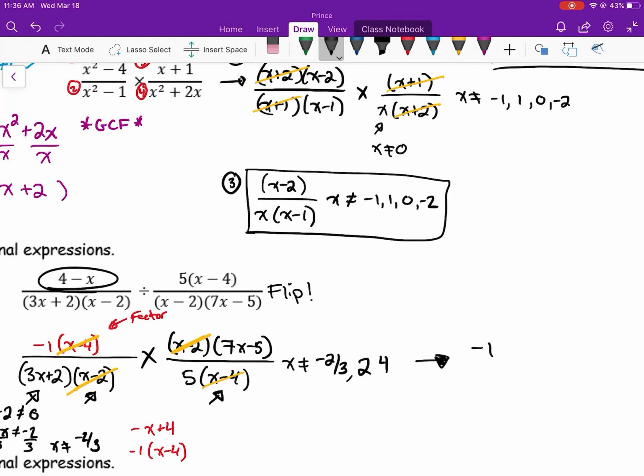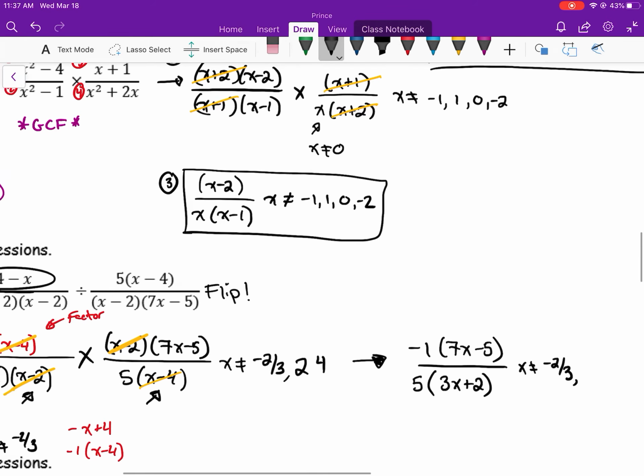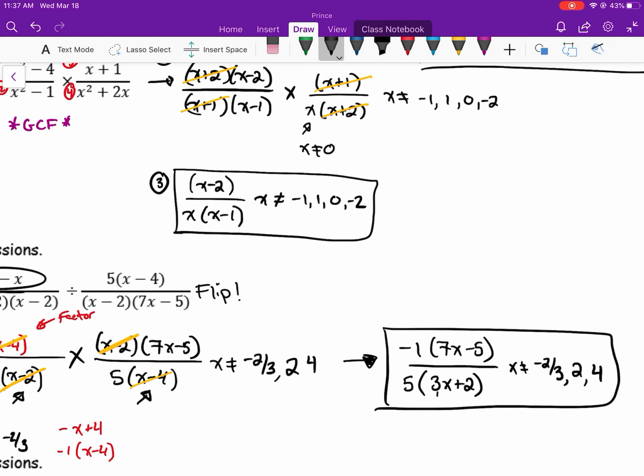Okay, so let's write what's remaining. So top left I have a -1. Top right is 7x - 5. The bottom I have a 5 times 3x + 2. Restrictions, x can't equal -2/3, 2, or 4. We're done. Okay, so division. In a nutshell, flip the fraction and then multiply.